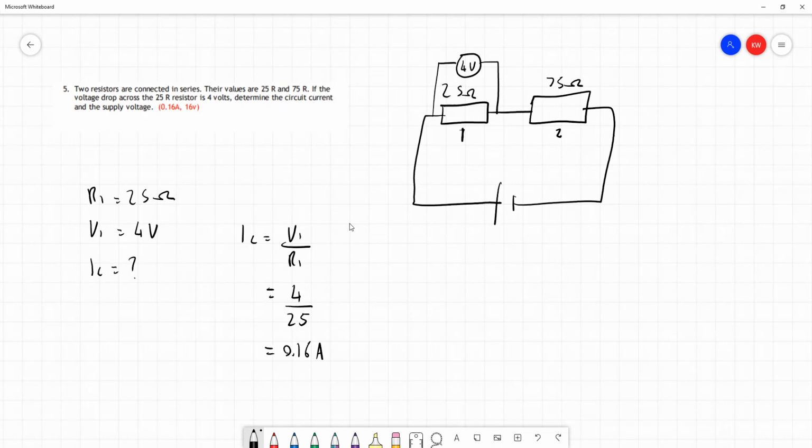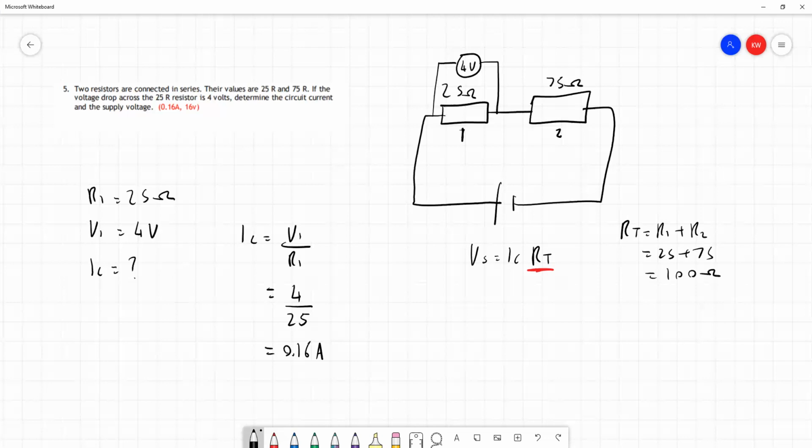But of course, we're also asked to find the supply voltage. We have to think about this a little bit more. The supply voltage we know is going to be given by Vs is equal to the circuit current times the total resistance. So we have just found the circuit current, and this means we need to find the total resistance. Well, we can do that because we know what the two resistors are. RT is going to be equal to R1 plus R2. 25 plus 75 is equal to 100 ohms.